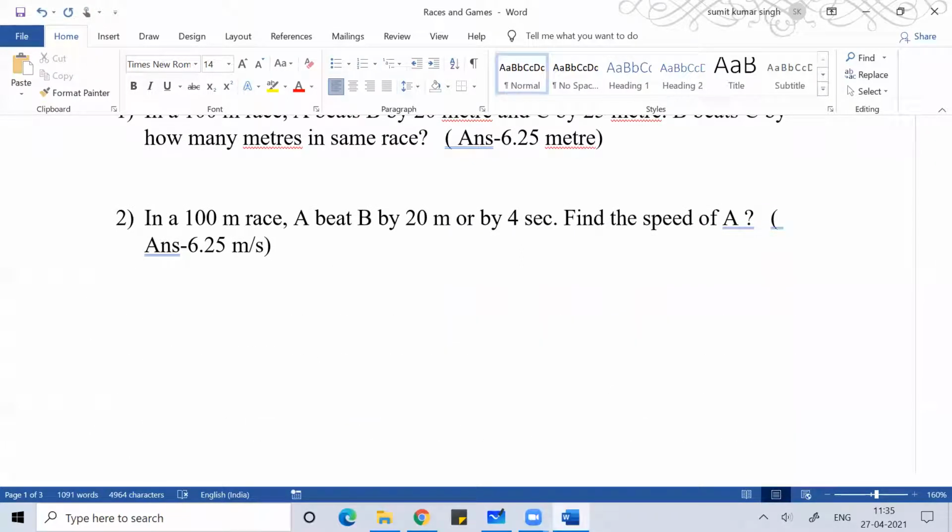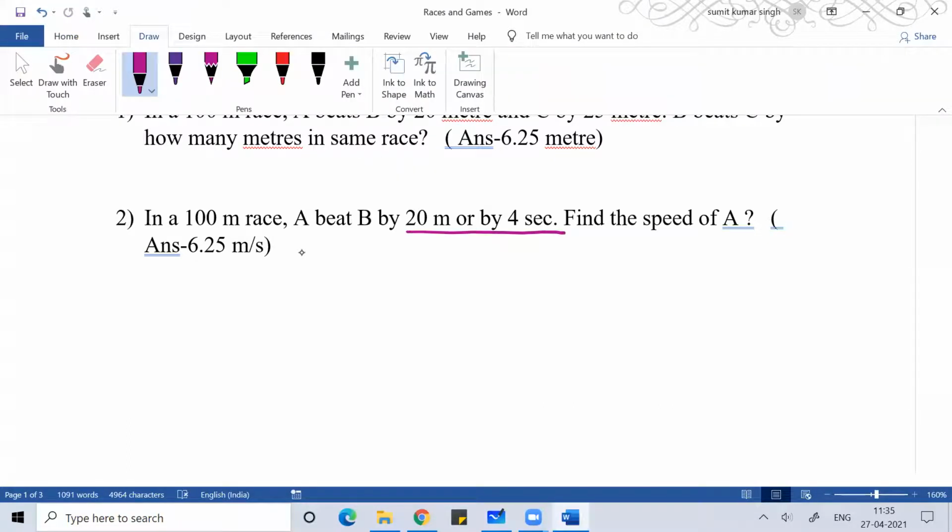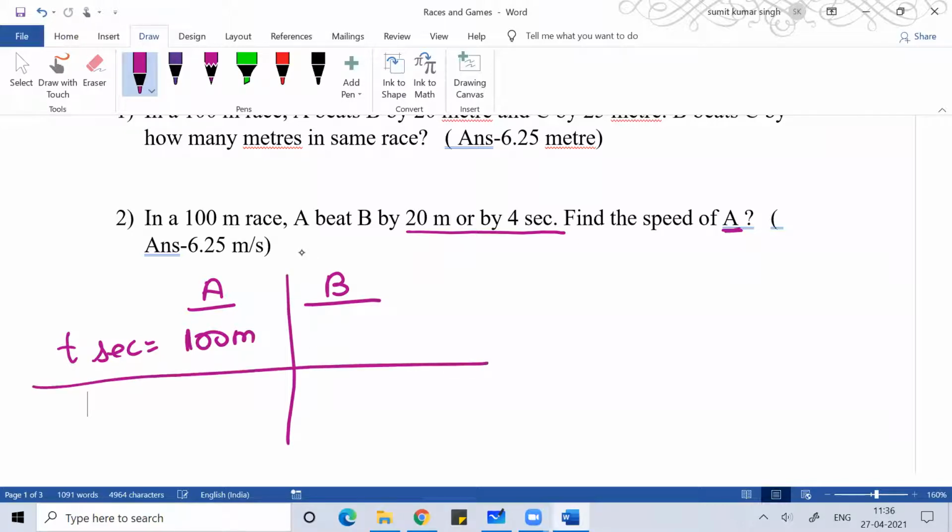Question number 2 like this: in a 100-meter race, A beat B by 20 meters or 4 seconds. What is the speed of A? Please understand these kinds of questions. You need to understand that, suppose this is A, this is B. At time t seconds, A reached 100 meters and B reached 80 meters.